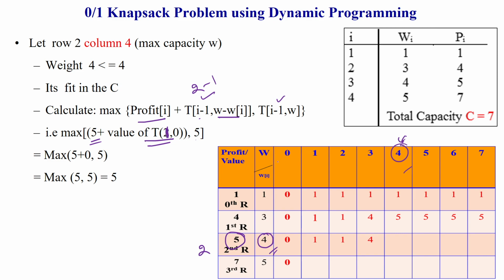And here t of i minus 1 comma 2, so i minus 1 is 2 minus 1, that is 1. Maximum capacity is 4, so 1 comma 4 is this one, in this column, 5. So that is written here. So t of 1 comma 0 is 0. That's what we are writing here. So the profit value is 5, so 5 plus 0 comma 5, the maximum value is 5. We have filled this column.